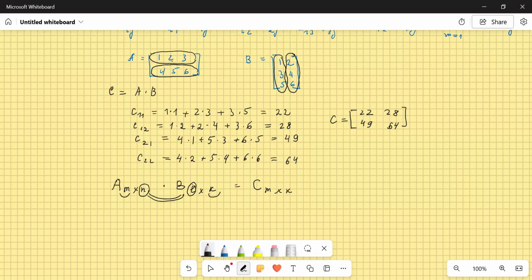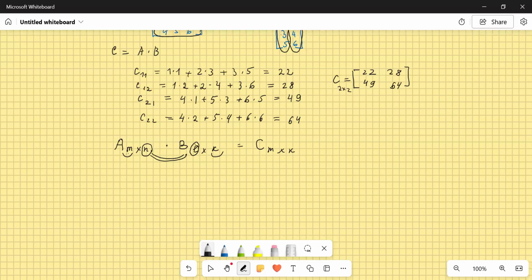We saw that matrix A was 2 by 3, matrix B was 3 by 2, and the resulting matrix C is 2 by 2, you see? So dimension 3 cancels and the outer dimensions stay. What is interesting, guys? In general, the product of two matrices does not commute. So A multiplied by B is not going to be equal to B multiplied by A.